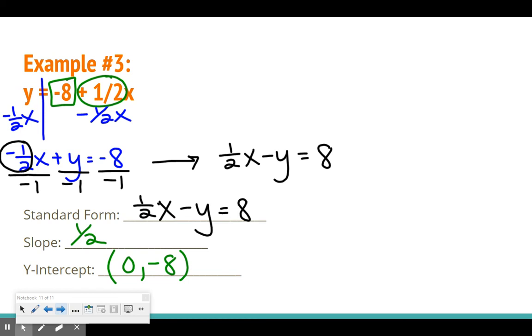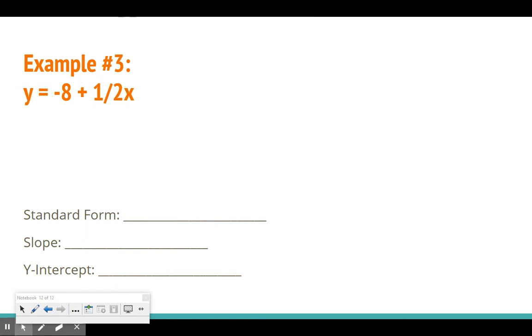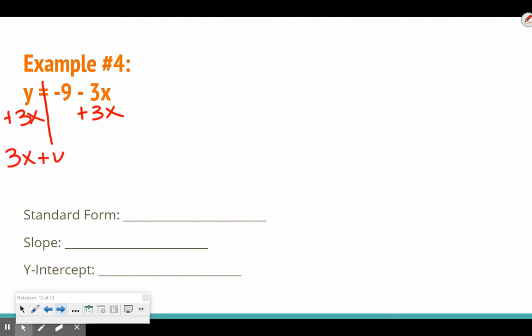We're going to go through one more example. Example number 4. Okay, we're going to move the x to the other side, so it's with the y. So we now have 3x plus y equals negative 9. The a value, which is the one by the x, that is positive, so I don't have to do anything else. Okay, I'm in standard form.